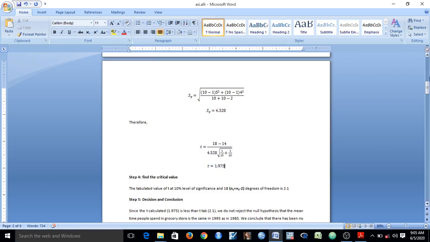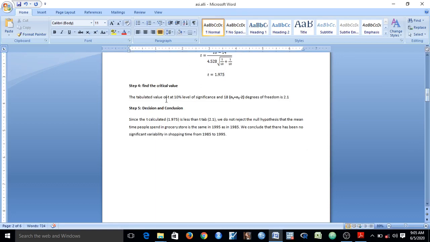Then step 4 is to find the critical value. So we see the tabulated value of t at 10% level of significance, that is 0.1, and 18 degrees of freedom. How do we get 18 as the degree of freedom? The formula is the addition of the number of observations for the two groups minus 2. We have 10 observations for each group, 10 plus 10, 20 minus 2. That is 18. So we have 18 degrees of freedom and 0.1. So the value is 2.1.